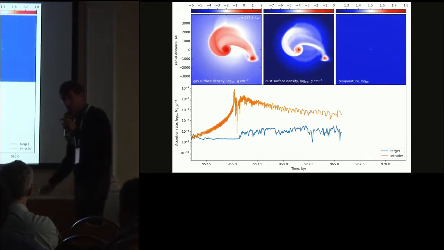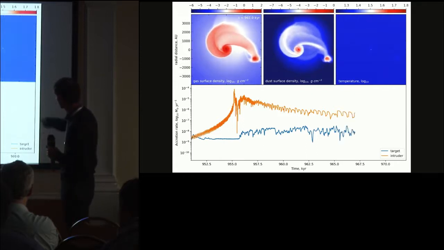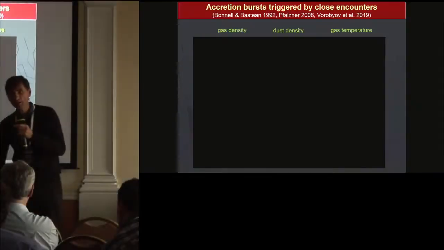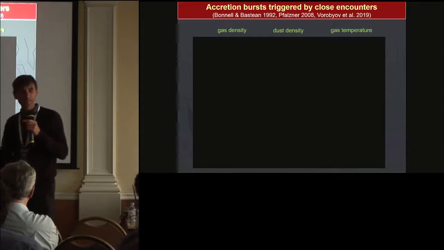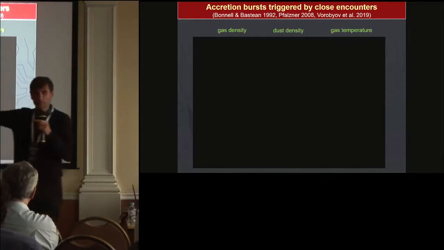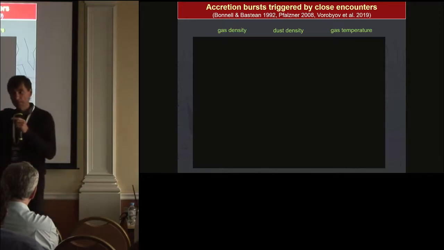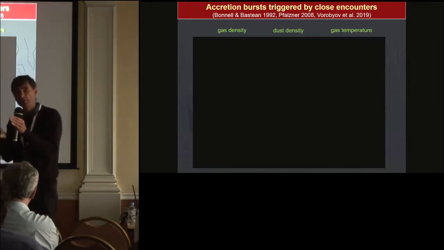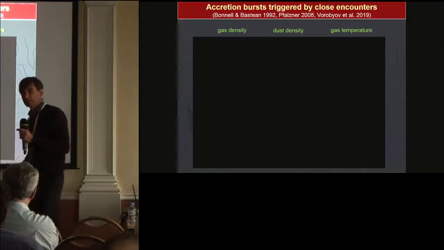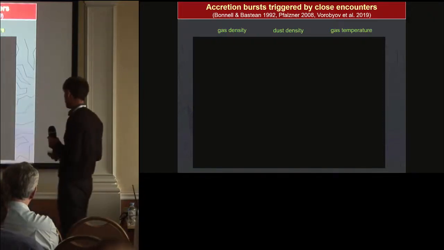This is not the end of the story. Watch the blue line and watch here. Pach. There is another burst. So this is the MRI. Now it was ignited in the disk of the target because the intruder perturbed the disk. The matter starts flying towards the central disk, and that produces an MRI burst.